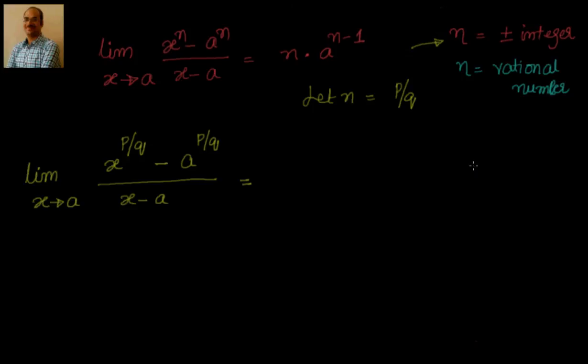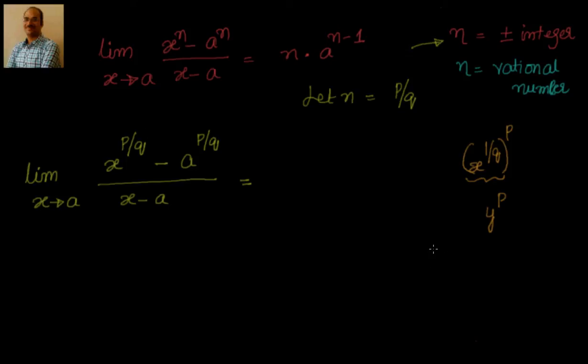I will say x to the power of p by q is nothing but x to the power of 1 by q whole to the power of p. Now you can see I have made p by q as 1 by q whole to the power of p, where p is a positive integer. So if I substitute x to the power of 1 by q as something like y, it becomes y to the power of p. Then I can apply the formula we know earlier for positive integers. So we'll do substitution.